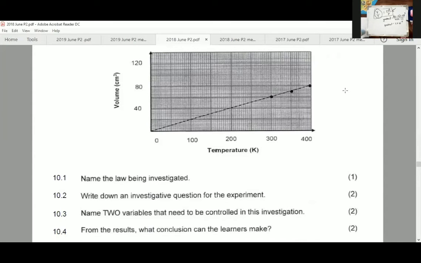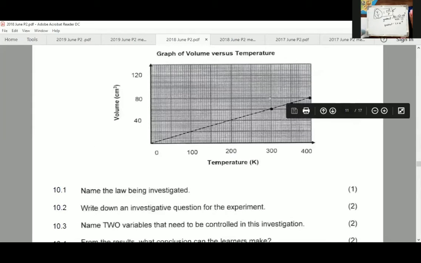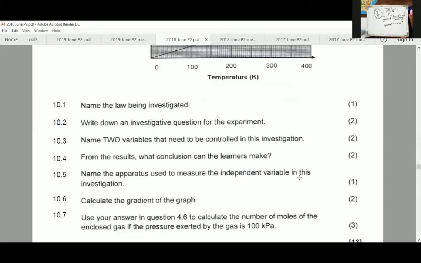Then if I'm using my gradient to work something out, now they're saying use the gradient to work out the number of moles if the pressure is 100 kilopascals. Just be careful, don't pick a random value on the graph and plug in the volume and plug in the temperature. Literally use the gradient because they're telling you to use the gradient. So we will go V over T, which is this 2 times 10 to the negative 7, is equal to nR over P.